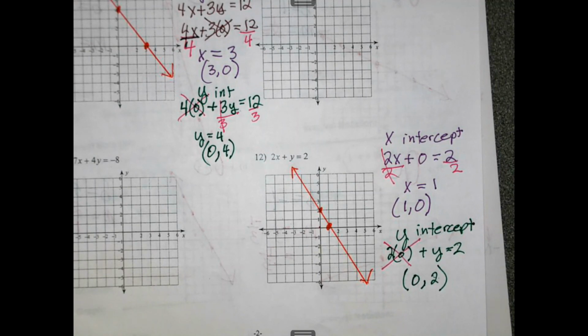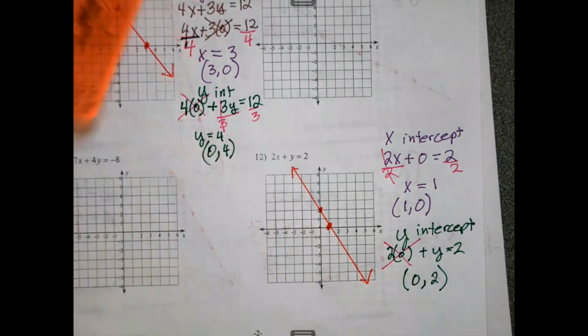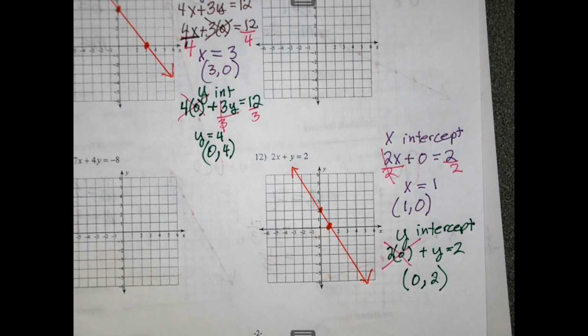Okay. Standard form. Now we'll need to know this review because the next section is systems of equations. Remember, we find out the 3 different types of problems. But you got to remember how to graph lines. Any questions?